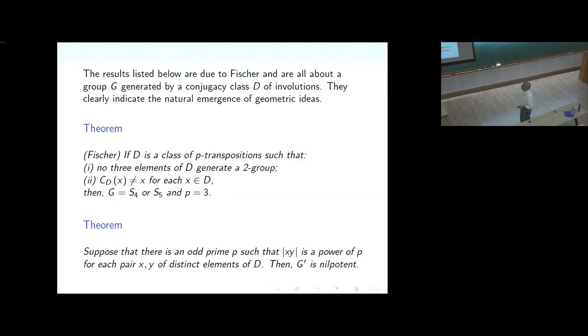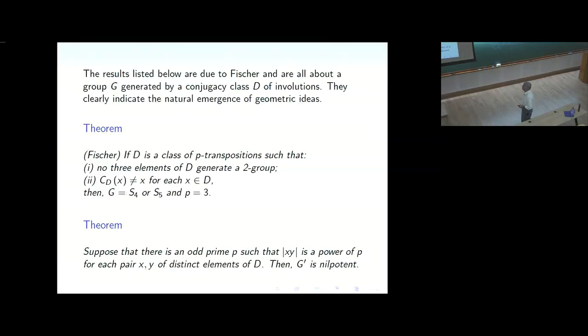The earliest theorem of Fischer was just this. All the groups I'm considering are generated by a conjugacy class D of involutions. If D is a class of p-transpositions, say that no 3 elements of D generate a 2-group. You see that the condition is only on the orders of the products of elements. Then you can only have S4, S5, and p is equal to 3.